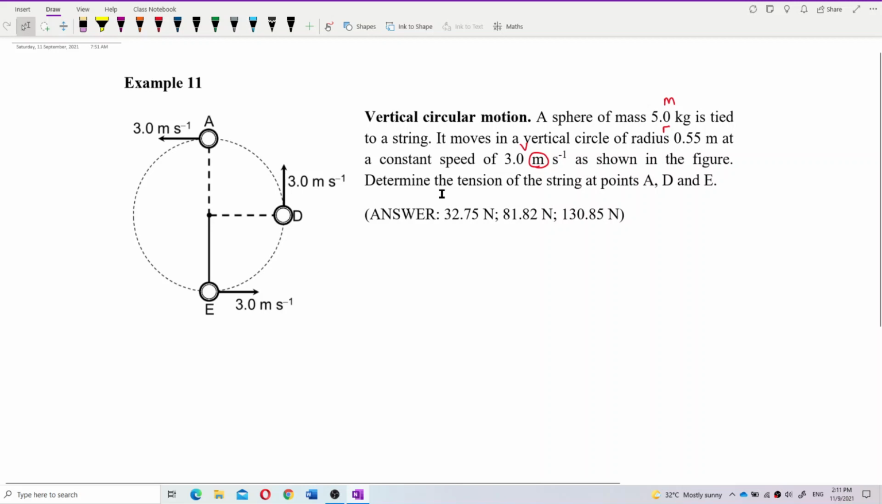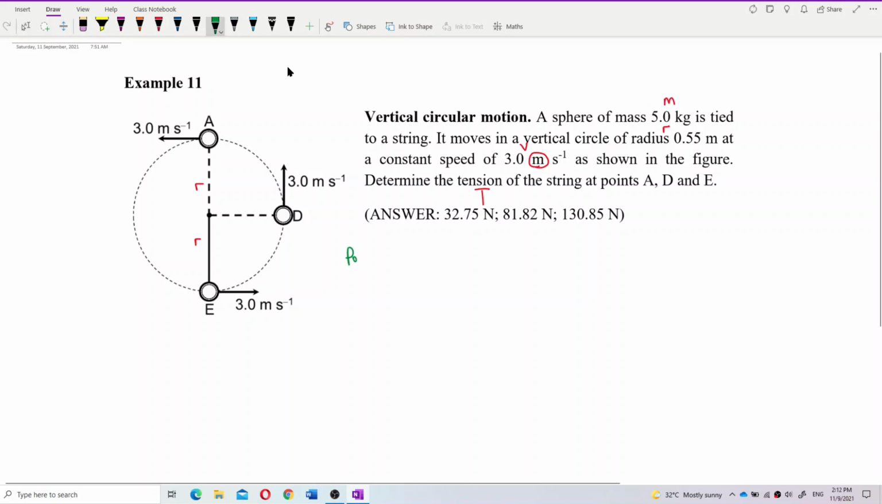Now determine the tension of the string at points A, D, E. So I need to find the tension in the string. We have the radius already; the radius value is 0.55. Now to determine the tension, we need to draw a free body diagram for each point. So let's begin with point A.